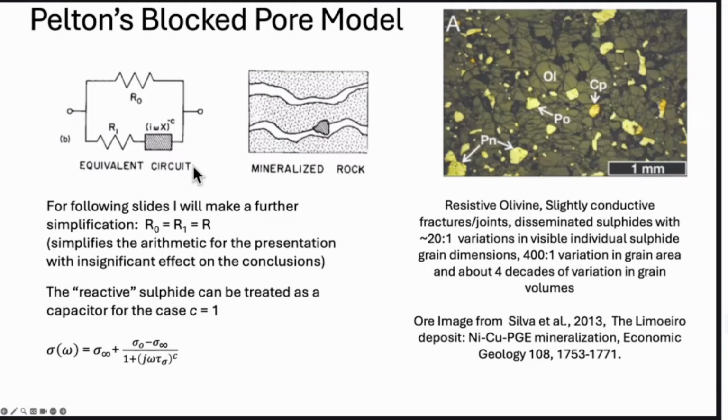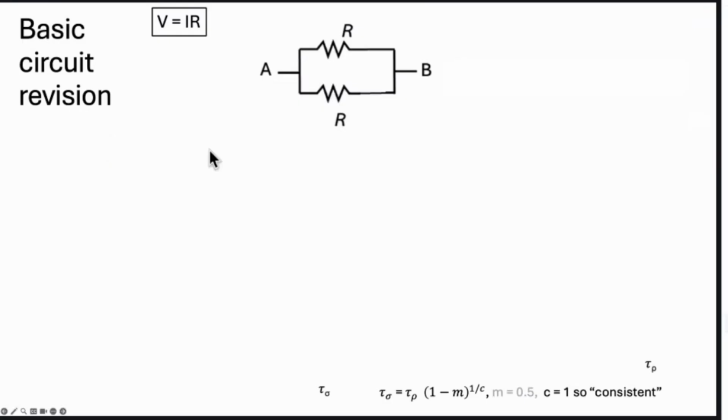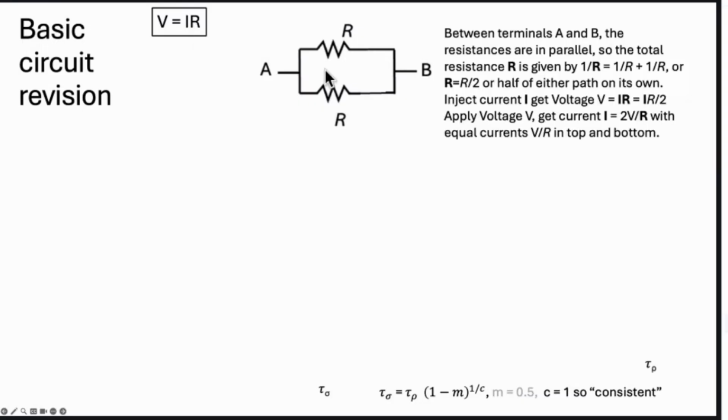So I'm going to make a further simplification. I'm going to say these pores are about the same size, so we can approximate both by the same resistivity. So here's the basic circuit. We remember voltage is current times resistance. If between terminals A and B the resistances are in parallel, so the total resistance is just half the individual ones. And if you apply a voltage, you get a current 2V upon R.